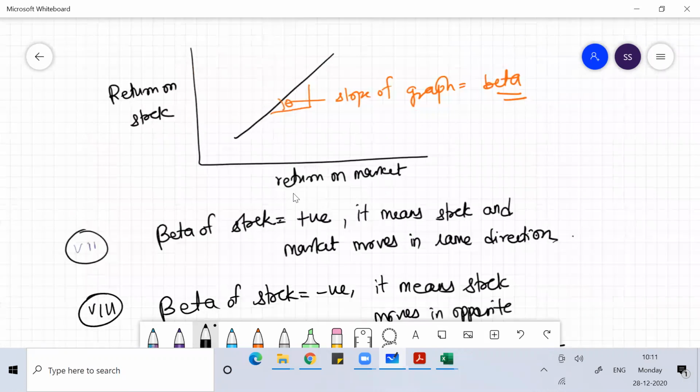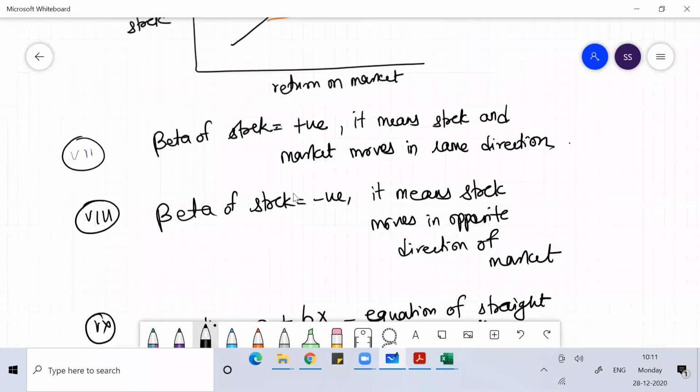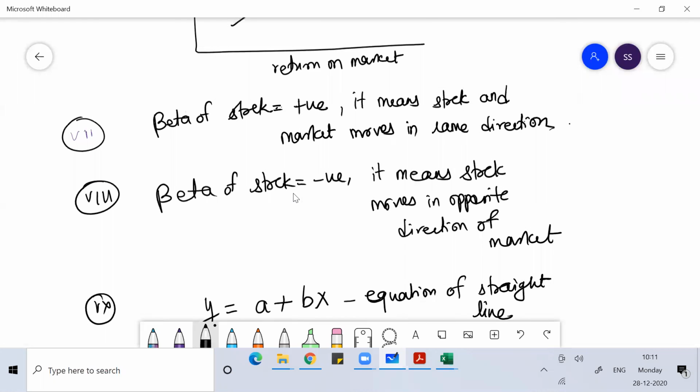Beta of a stock can be positive or it can be negative. If the beta of the stock is positive, then the stock moves in the same direction as the market. If the beta of the stock is negative, then the stock is moving in the opposite direction of the market.